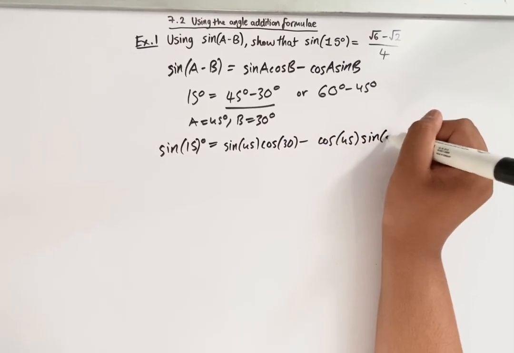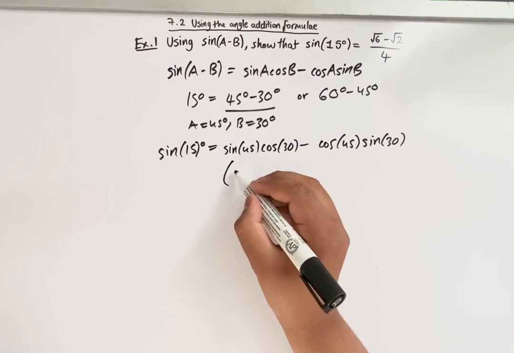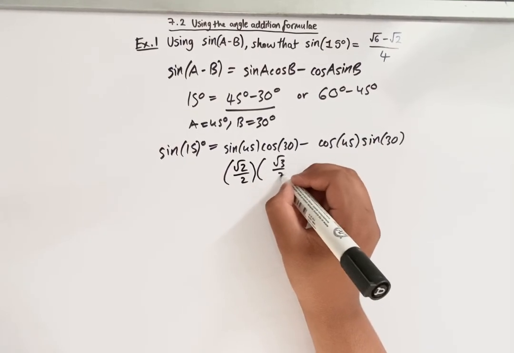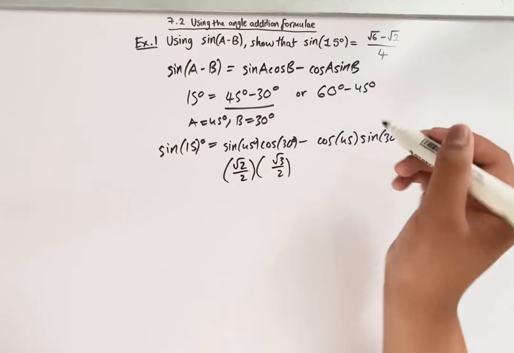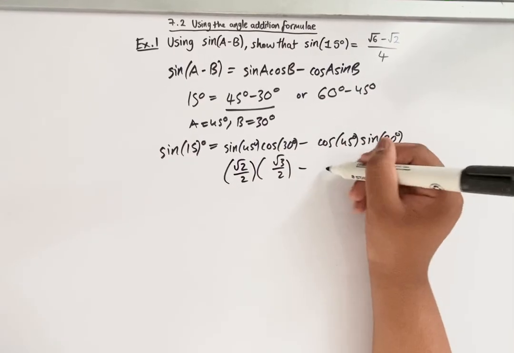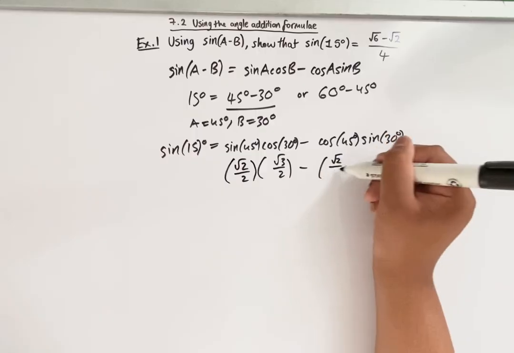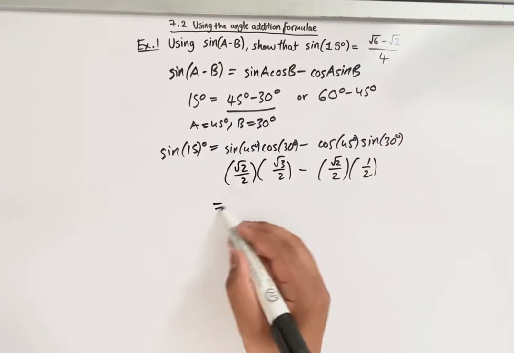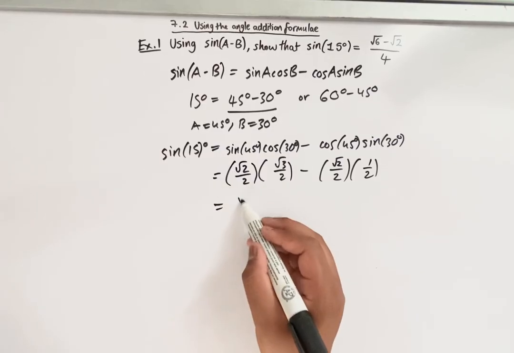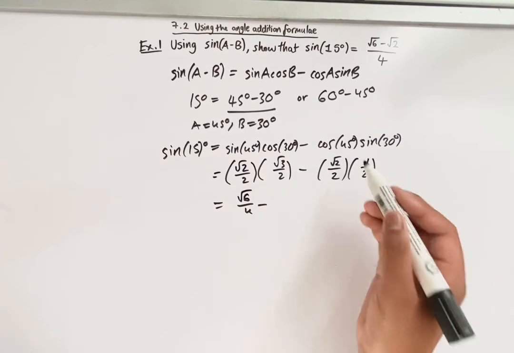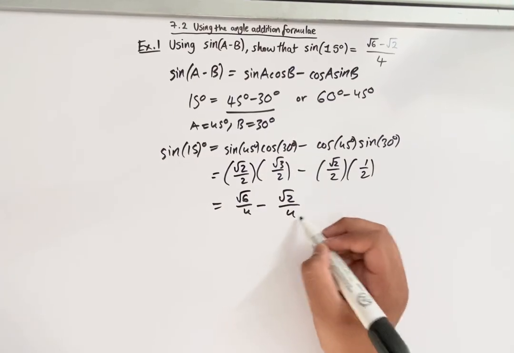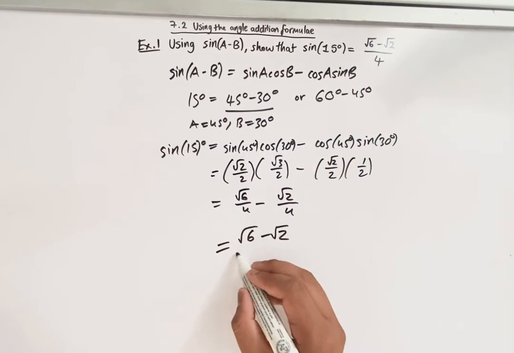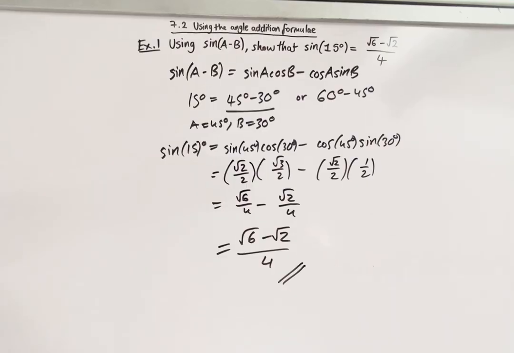times sine of 30. Sine of 45 is root 2 over 2. Cos of 30 is root 3 over 2. These should be degrees. Minus cos of 45 is root 2 over 2. And sine of 30 is a half. Multiplying out, we get the square root of 6 over 4, subtract the square root of 2 over 4, which gives us square root of 6 minus the square root of 2 all over 4 as required.